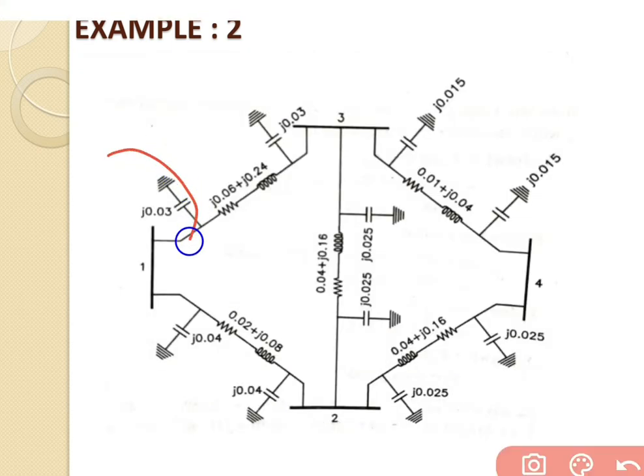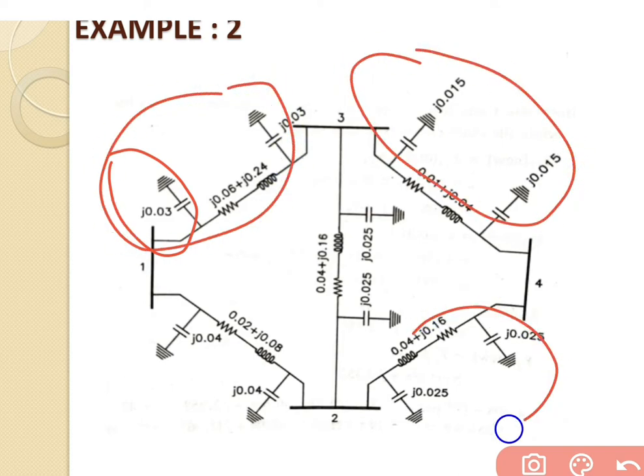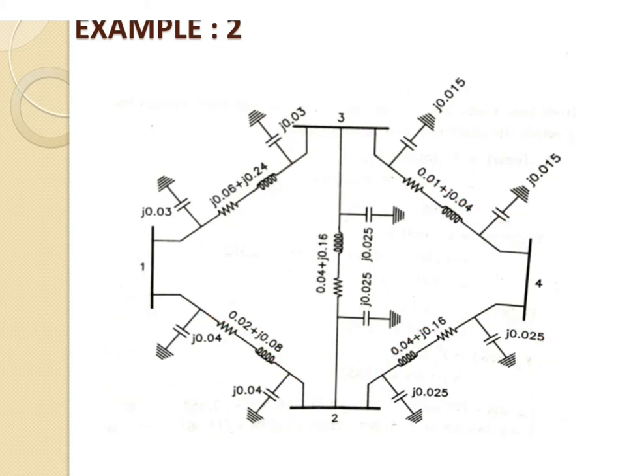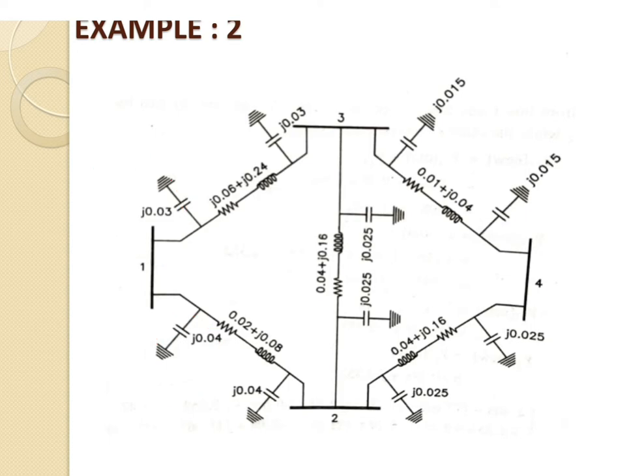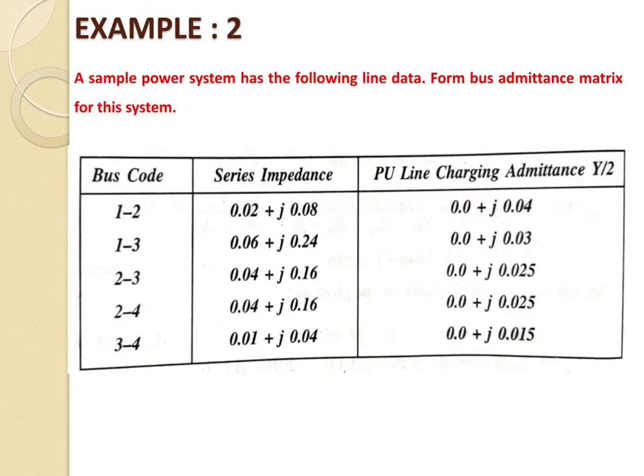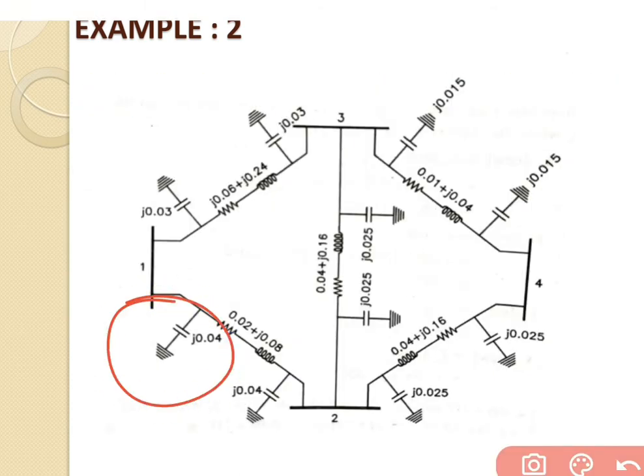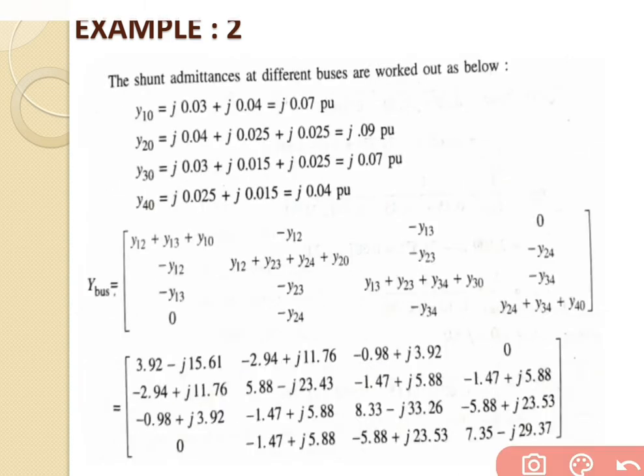Here, at bus number 1, the first shunt admittance is given. Every individual bus has whatever value of shunt admittance is given, the same value. So at bus number 1, the first value given is 0.03, from 1 to 3 the shunt admittance is j 0.03, whereas from 1 to 2 the shunt admittance given is 0.04. So we add them and get the answer of j 0.07 per unit.